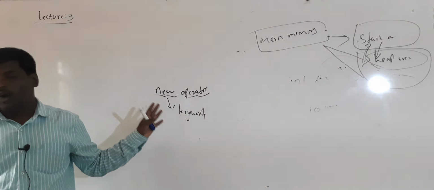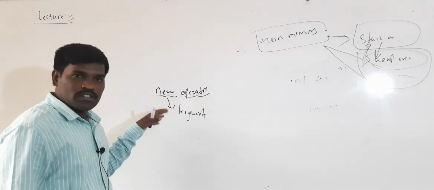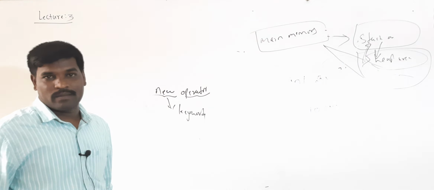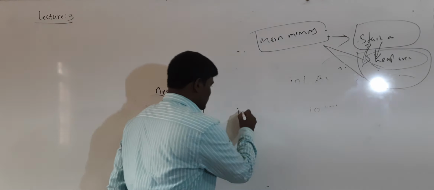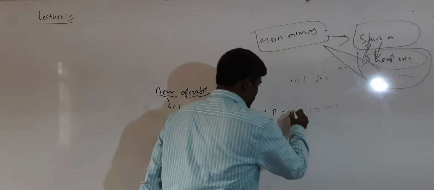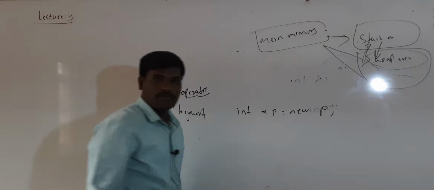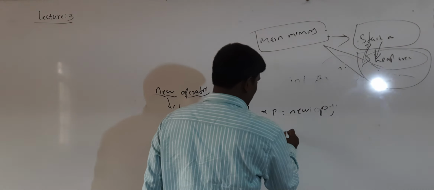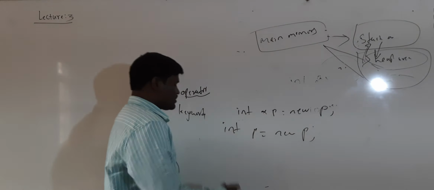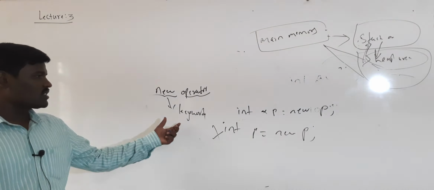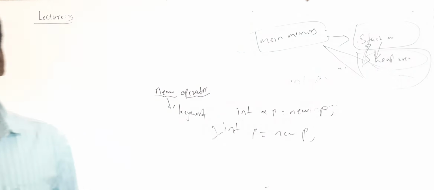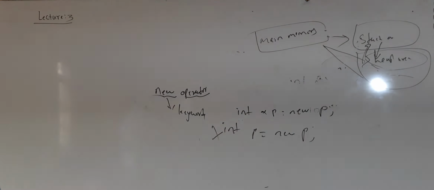Here new operator is used to allocate the memory for the pointer variables. For example, int *p = new int, but you cannot write int p = new int like this. So this is invalid. This new keyword works with a pointer variable.